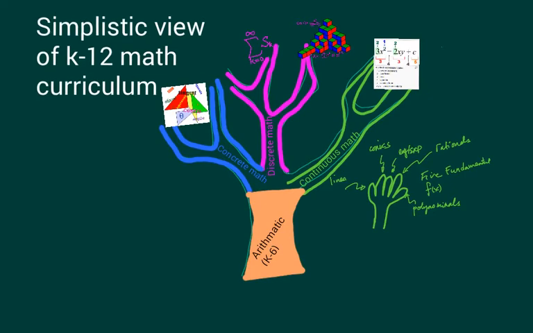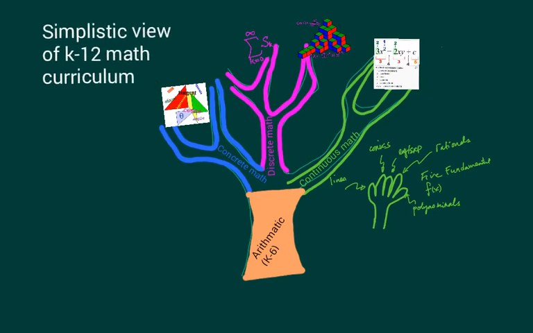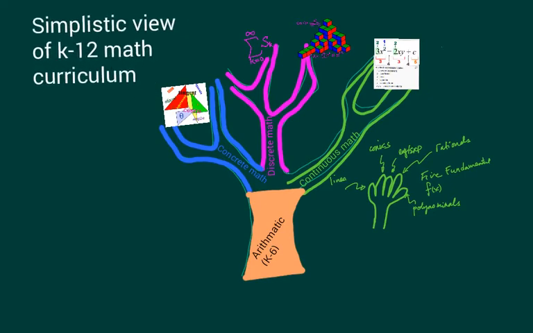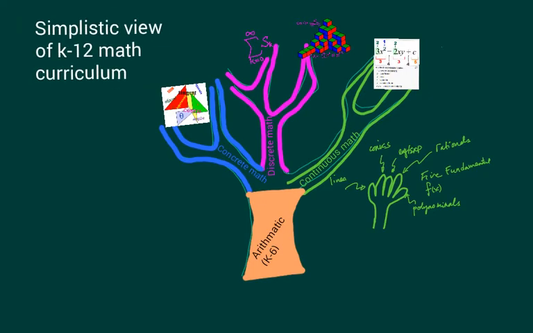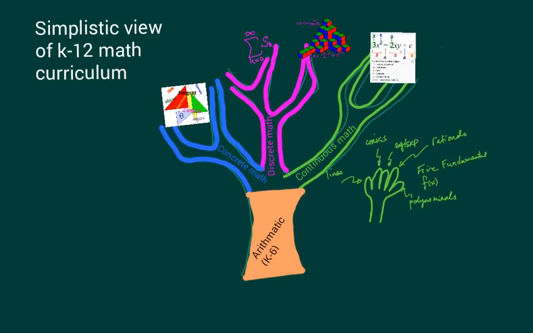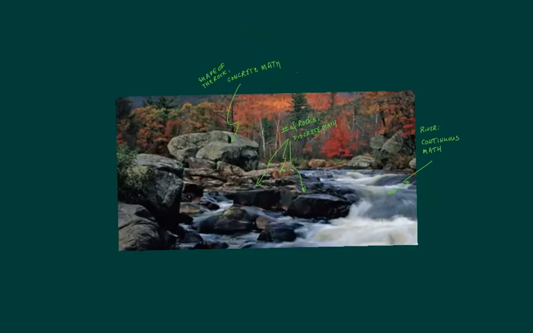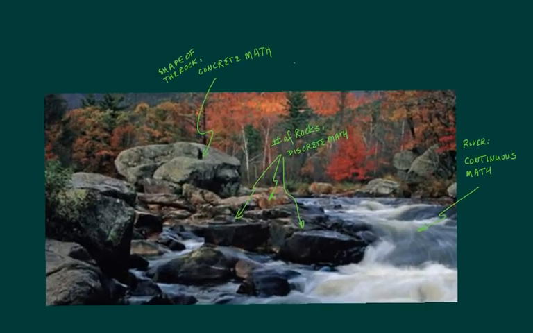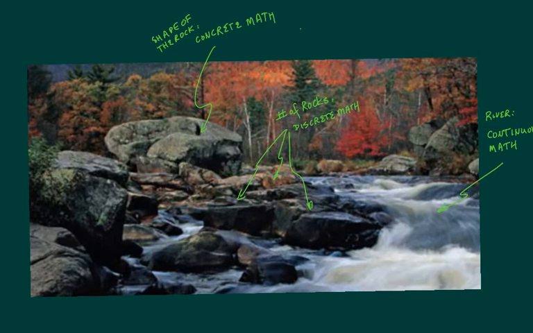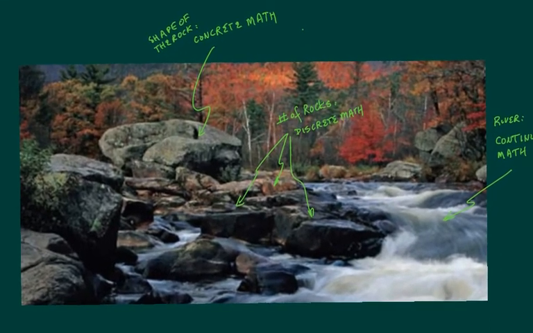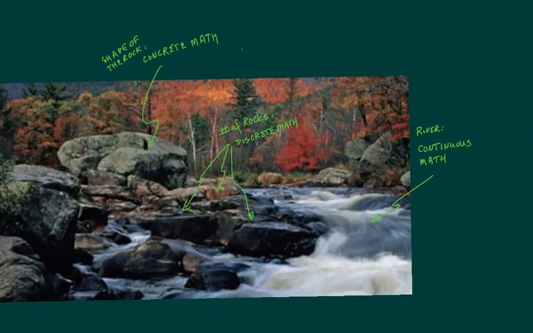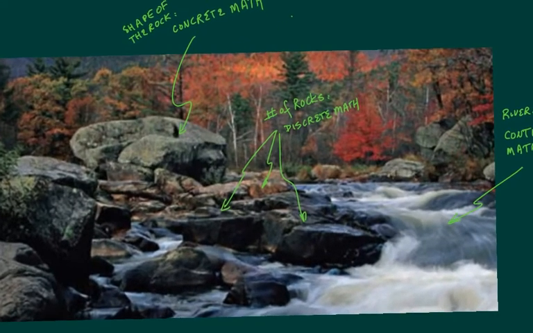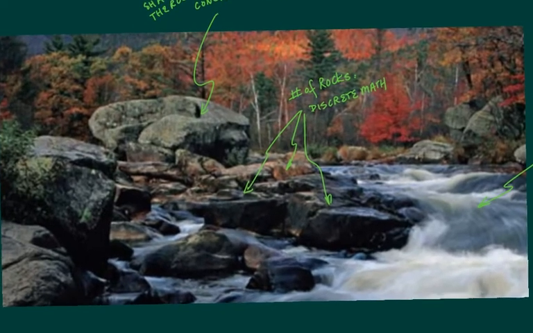Of course, this is a very simplistic view, and that probably would get some mathematician out there mad, but for the purpose of this video, for the audience out there, this ought to suffice. Using a different analogy, this beautiful picture of a river in upstate New York. In concrete math, we are interested in the shape of the rocks; the river is the continuous math; and the number of the rocks and how they're interrelated would be the discrete math.